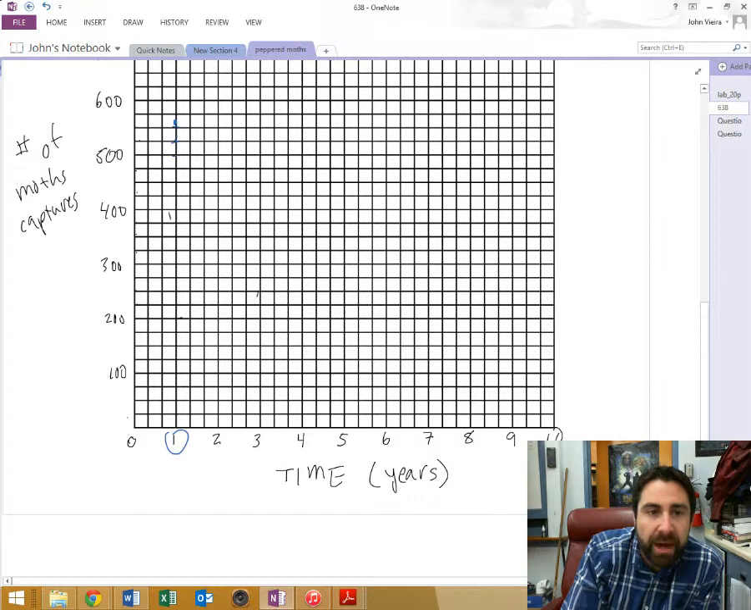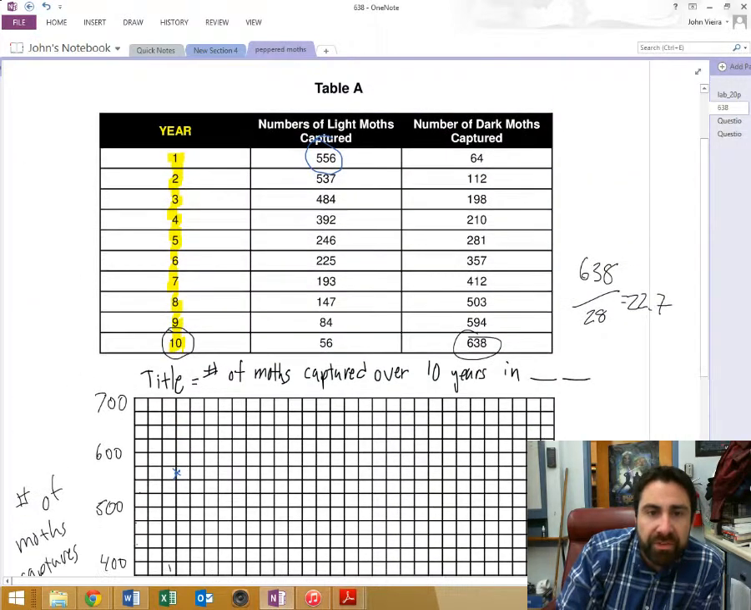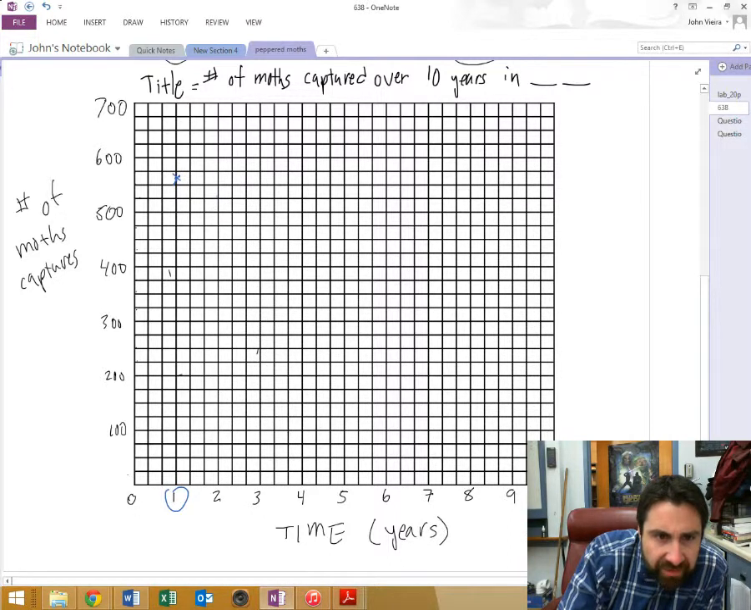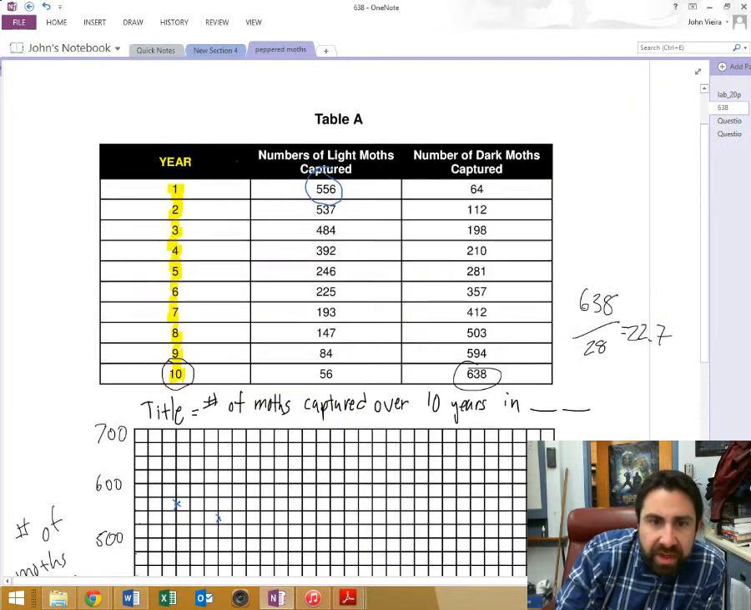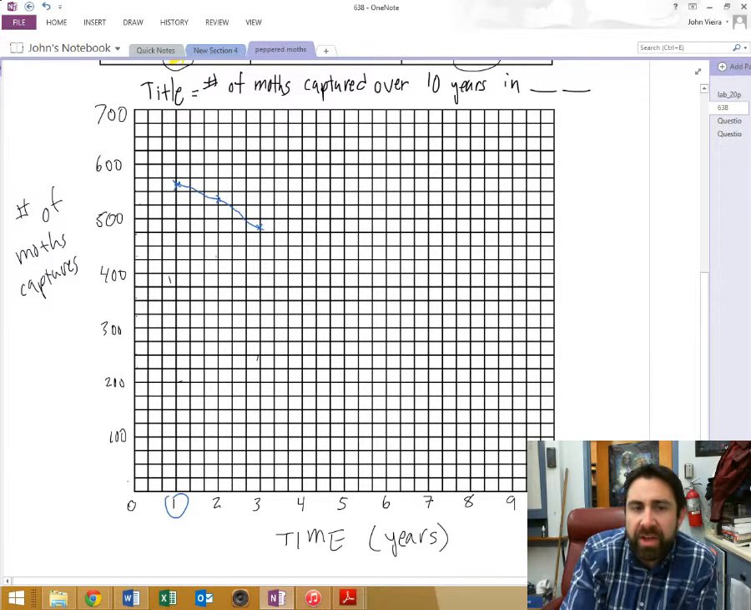So I'm going to plot my first data point. Okay, and I'm going to erase these lines. Right. So there's my data point right there. The next one is going to be 537, year 2. So that's 500, so that's going to be right there. And then, I'll do the 484. Let's do the third one. Okay, for year 3 is 484. So somewhere right there. And you can start to see this line starting to form. So you'd put the rest of the data points.